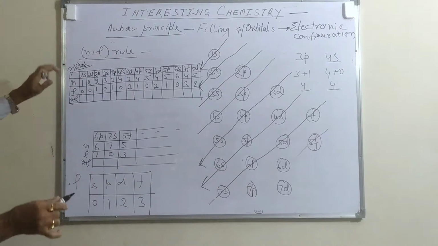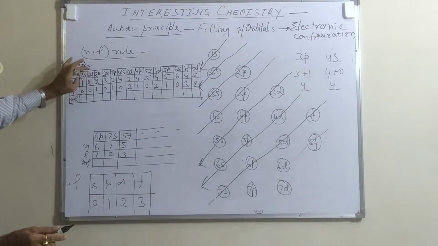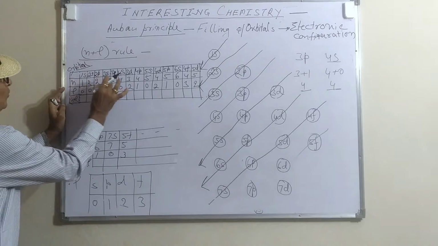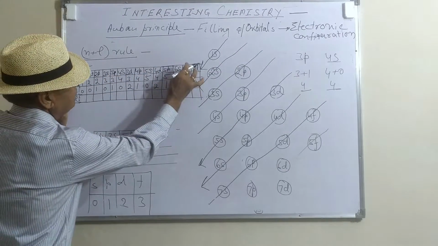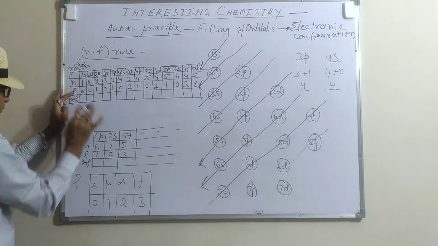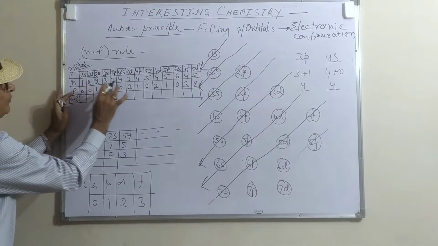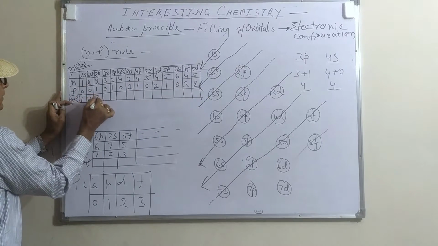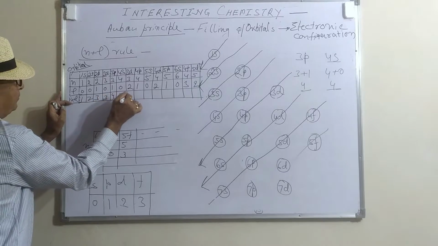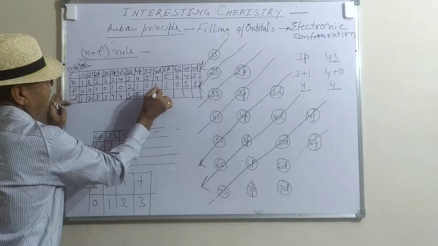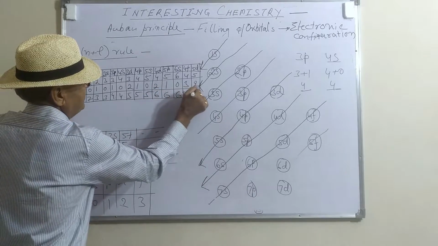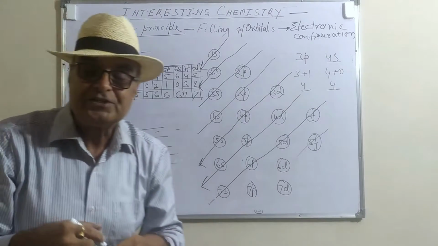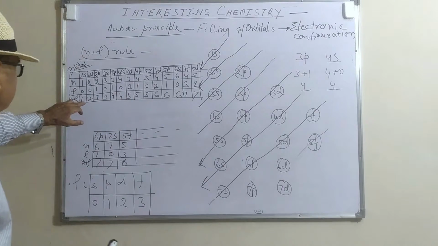So here, now I have given 1S, 2S, 2P. These are the totals. You have written the value of n, and the value of l according to this table. So the total is 1, 2, 3, 4, 5, 6, 7, and so on, 8. These are the n plus l values.